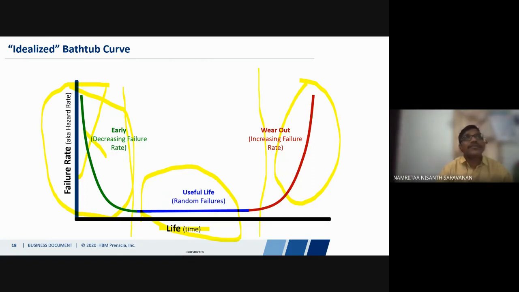So this is what is governed by the idealized bathtub curve. In real life, you may not see a bathtub curve like this for any product, but this is ideal in theory. This is called the bathtub curve. The same phenomenon on the y-axis, this is called the failure rate. In another way, this is called the hazard rate. In your shipping industry, you may think about something related to safety. They call it the hazard rate.